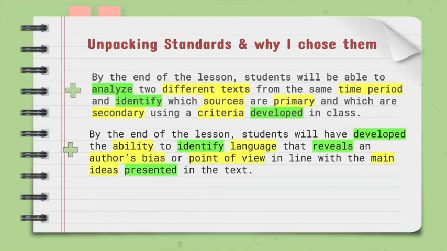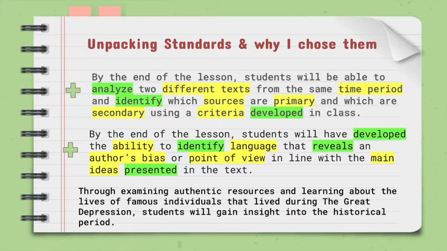And the second standard I interpreted as, by the end of this lesson, students will have developed the ability to identify language that reveals an author's bias or point of view in line with the main ideas presented in the text. This one is a little bit more of a close reading skill assessment. Have the students examine the text for its nuances, not simply understanding, is this primary or secondary? So you can see that these two standards build on each other, which is why I put them in this order.